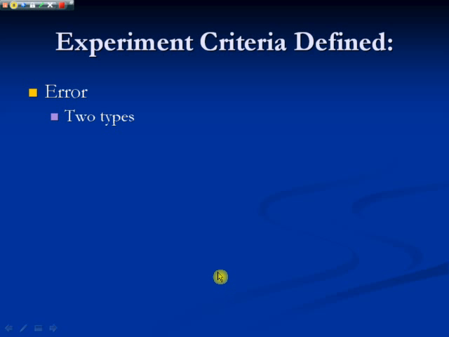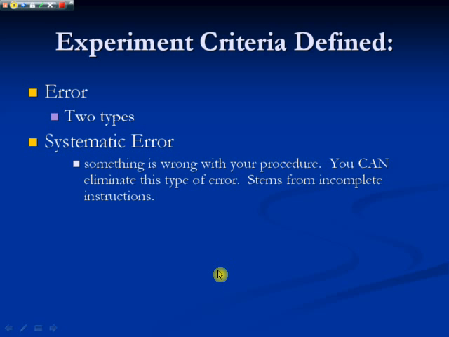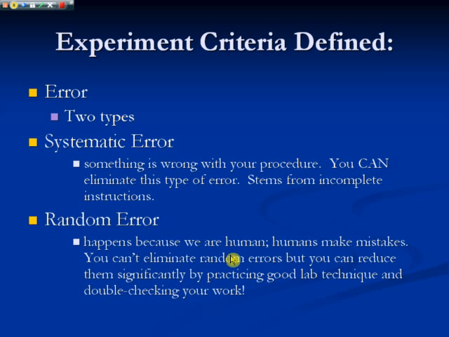And the last slide here on criteria is the type of error. There are 2 types of error. There's systematic error, which means something is wrong with your system. You can eliminate this type of error, and it stems from incomplete instruction. So if you do things incorrectly, in the wrong order, whatever, that's systematic error. You can fix systematic error, and you should be able to diagnose systematic errors. Those things should be repaired in the lab and should be eliminated from all of your experiments.